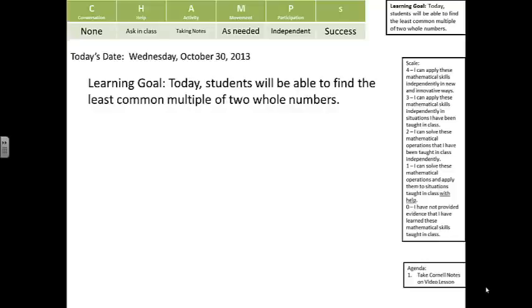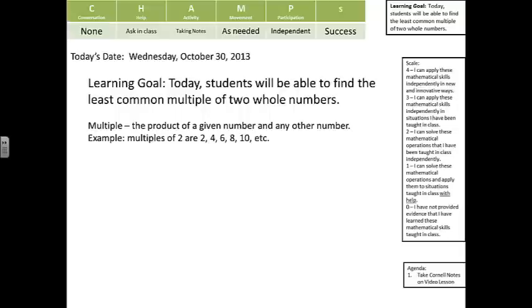Our learning goal is that students will be able to find the least common multiple of two whole numbers. So let's talk about that for a little bit and see what that means. A multiple is simply the product of a given number and any other number. So let's look at an example.